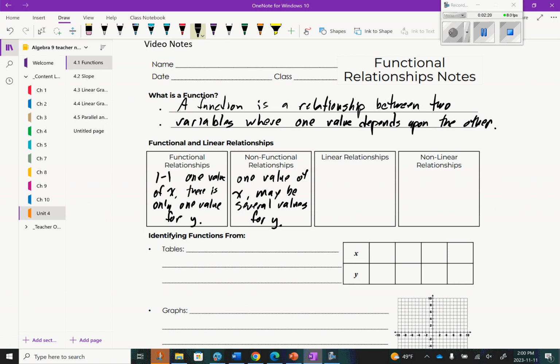For a linear functional relationship, the graph is going to be a nice straight line. If it's a non-linear relationship, the graph is going to be some kind of a curve.